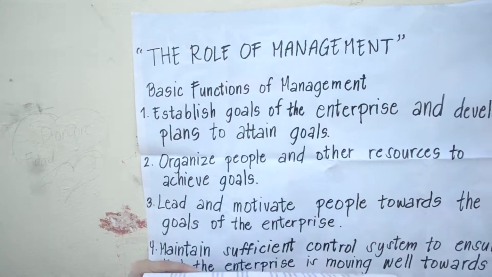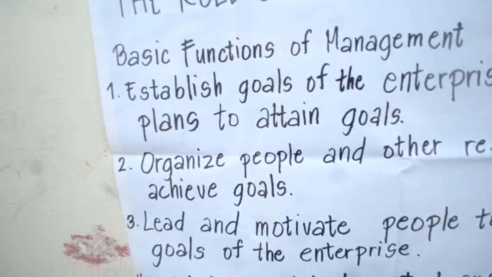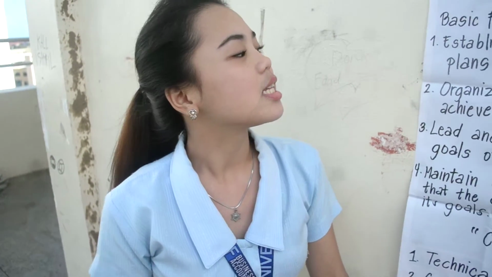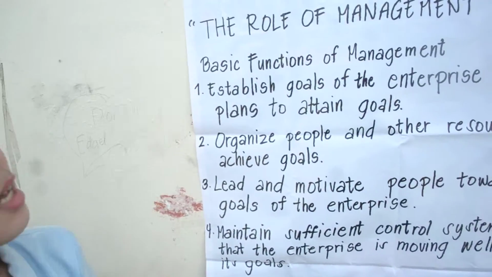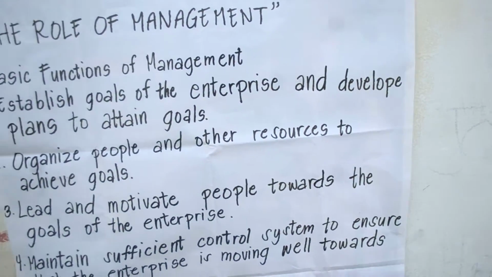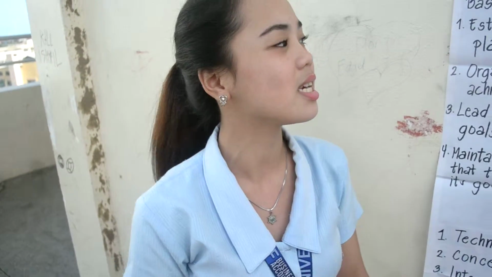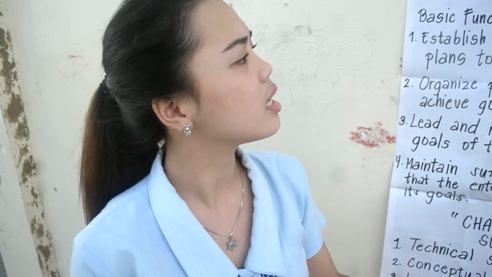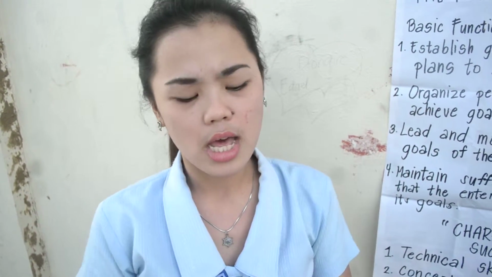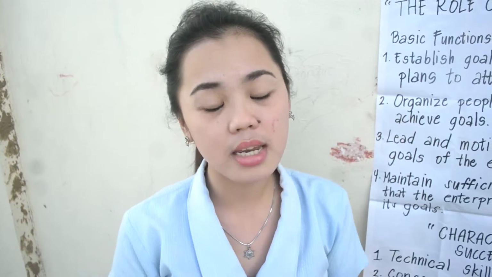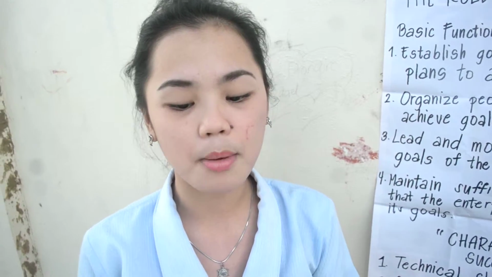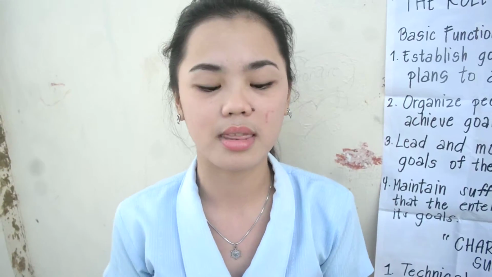The next topic is the basic functions of management. So the first one is to establish goals of the enterprise and develop plans to attain goals. In short, this is the planning function of management. So what is planning? Planning involves deciding where to take the business and selecting steps to get there.